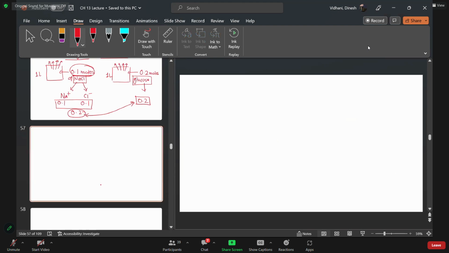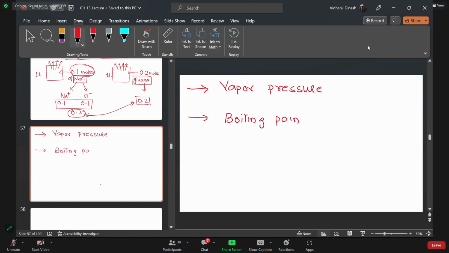So the first one is vapor pressure. What is vapor pressure? It's the pressure exerted by your solution onto the atmosphere, right? That's the vapor pressure. The second property which is connected to the vapor pressure is your boiling point. So boiling point is also a colligative property, right?